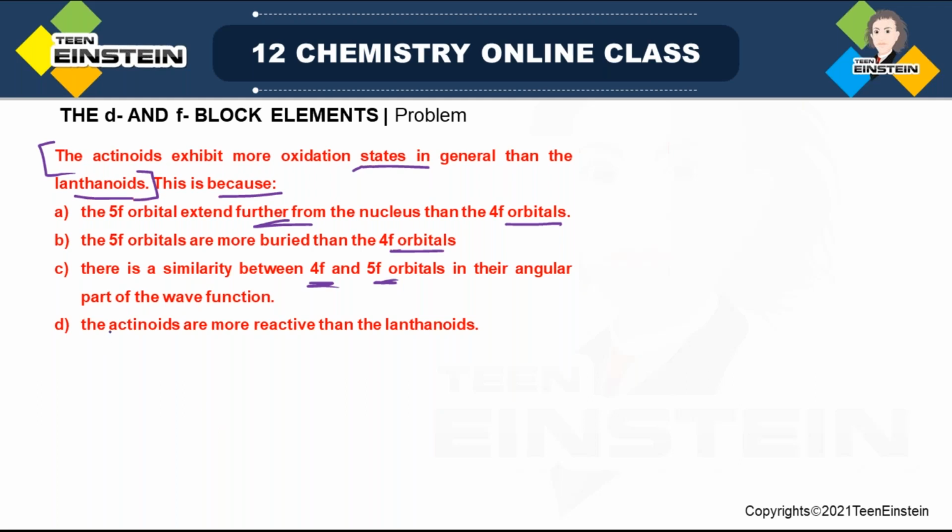Now see here, if we look at option C, it is really difficult for us to understand whether there is similarity in their angular part of the wave function or not, because sometimes it is theoretical. We cannot say much more about it. So what we can do, if we are sure about any of this statement, then we can easily eliminate the others.